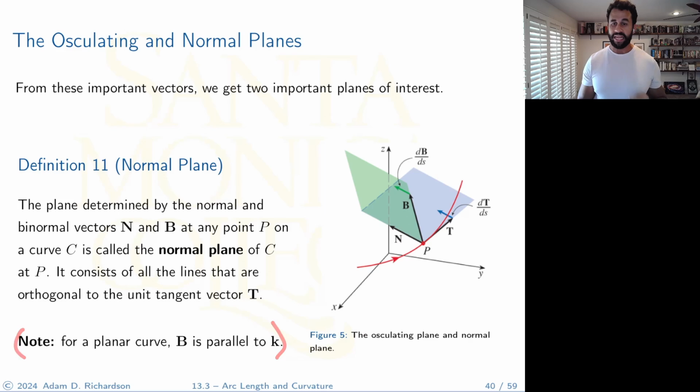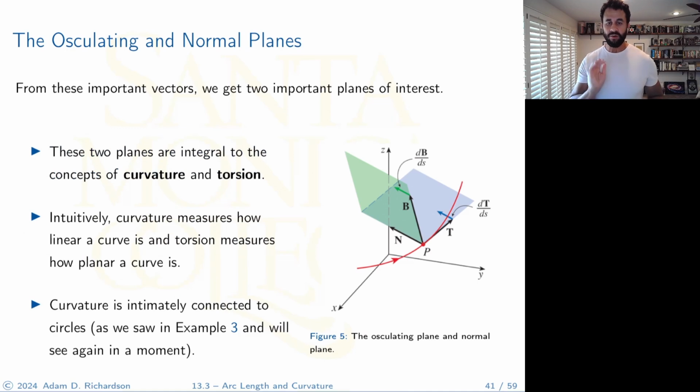And then this other note. When you have a planar curve, a curve that's just in the xy plane, for example, then the normal vector to that plane is parallel to b, the binormal vector. So if you've got a planar curve, then b is actually parallel to k. It's just sticking up, right? Okay. So these two planes are integral to the concepts of curvature and torsion.